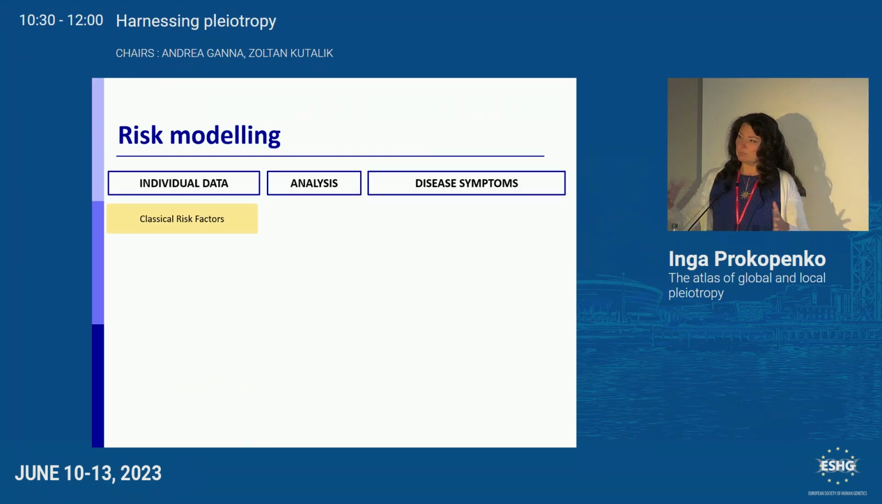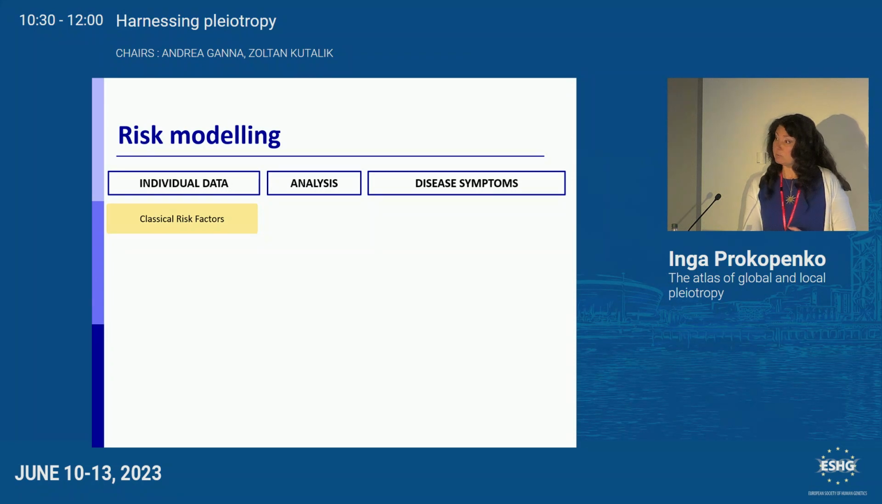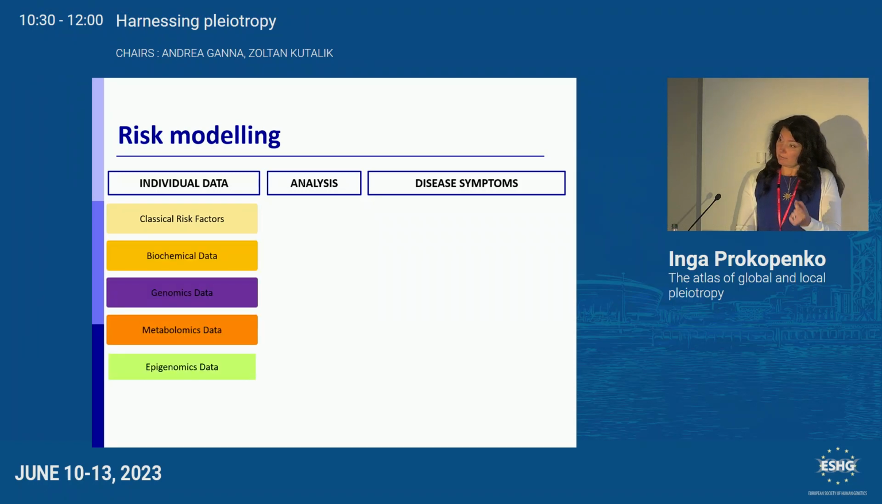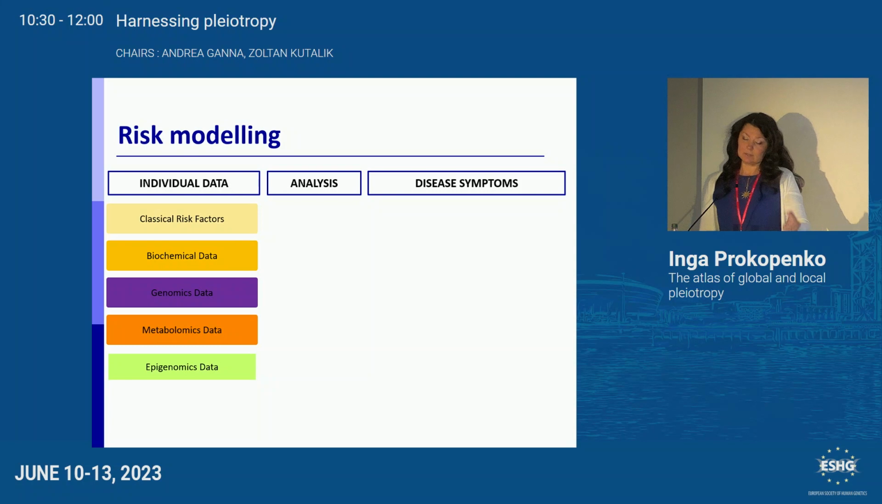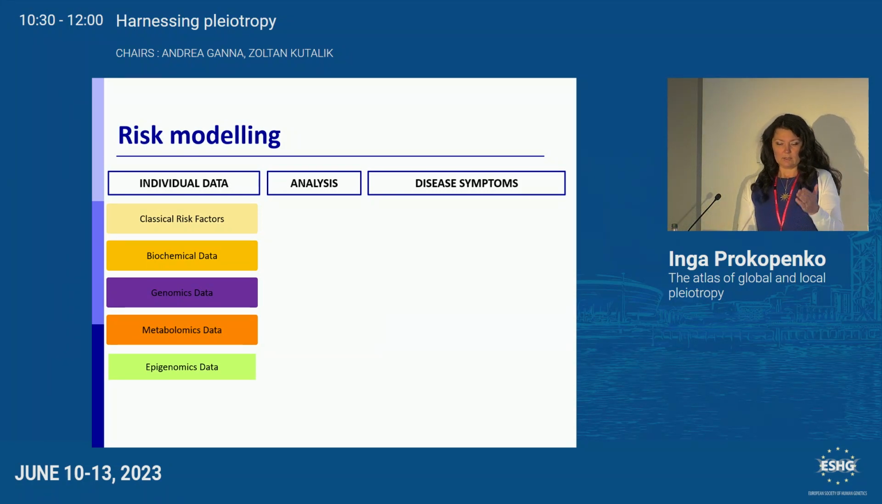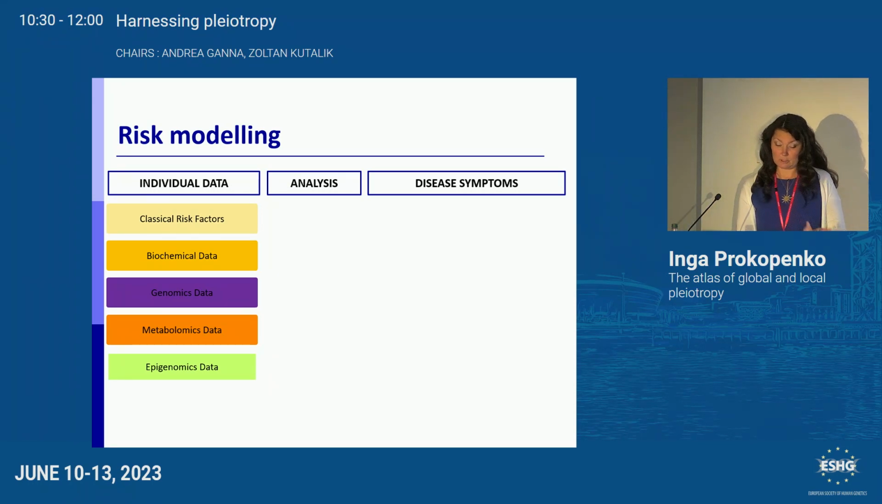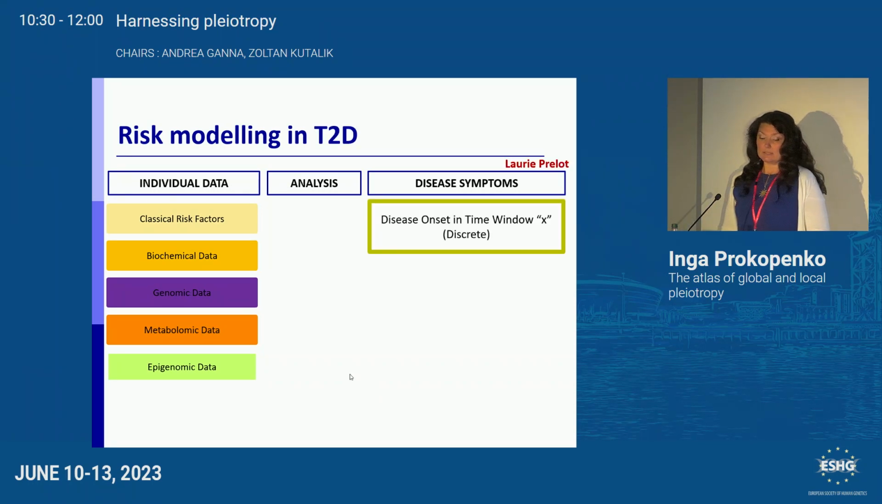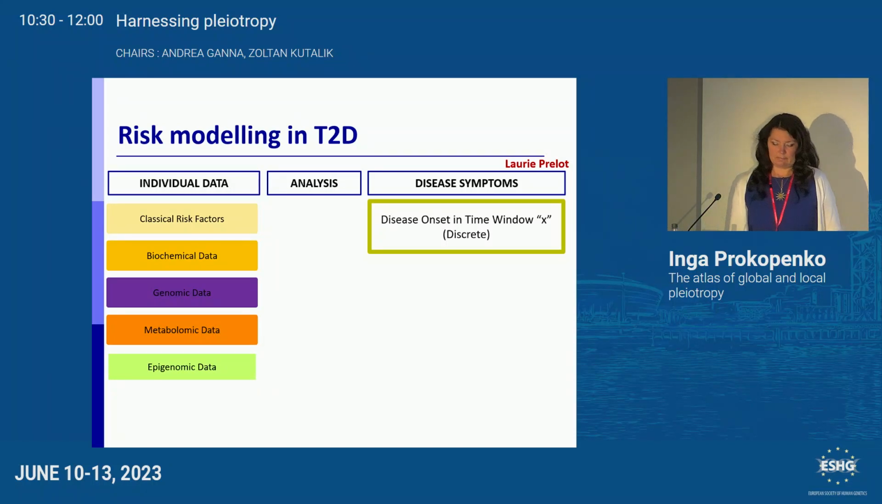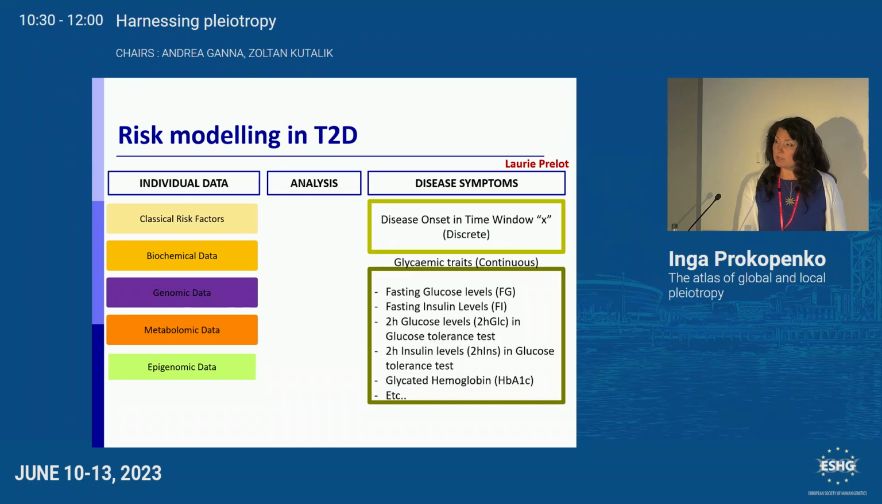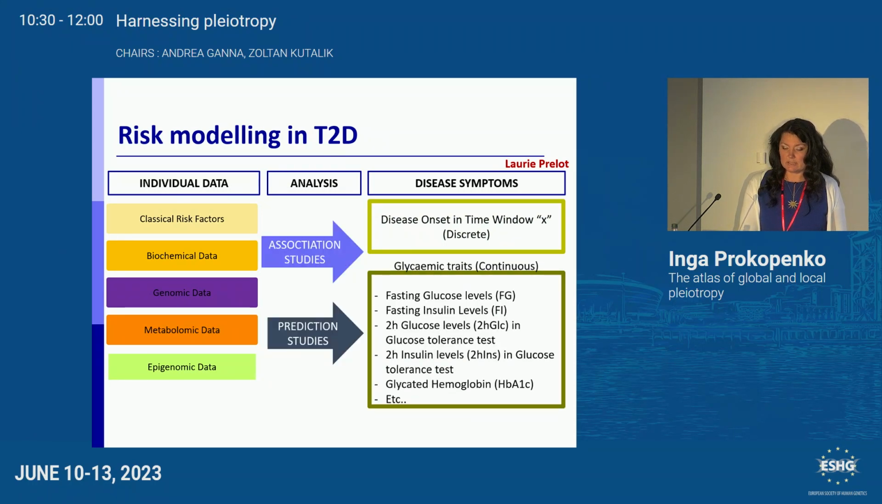So when we start modeling these effects for some specific phenotype and we want to explore what is going on with related traits, we can evaluate a variety of factors, right? And we can say, oh, there will be some pleiotropy here. So we can have classical risk factors, biochemical data, genomic data, metabolomic, epigenomic data. So we can look at the disease onset, a binary phenotype, and we can look at the quantitative phenotypes, right? We can run association studies or do prediction.